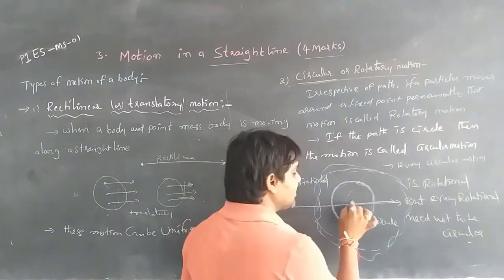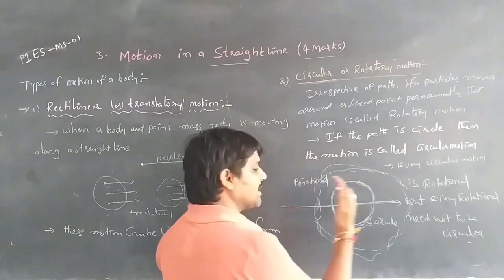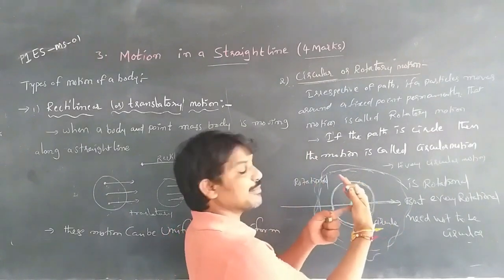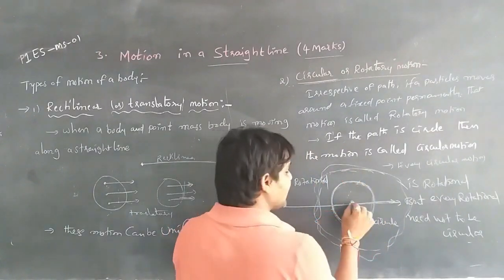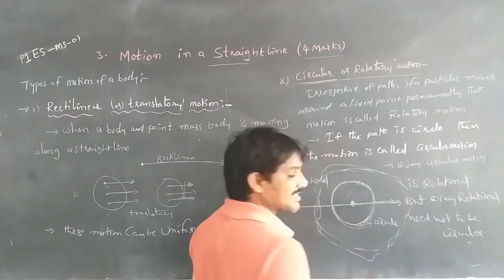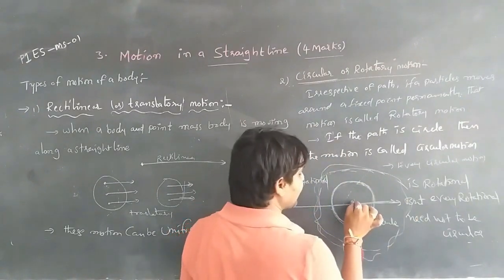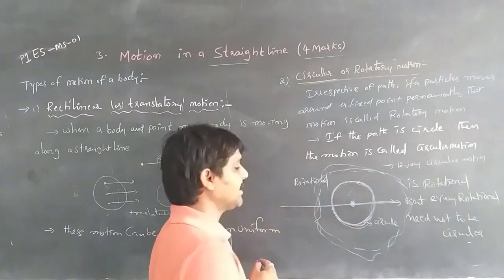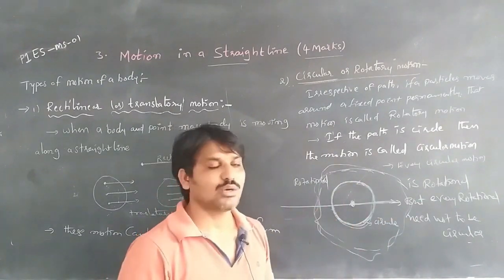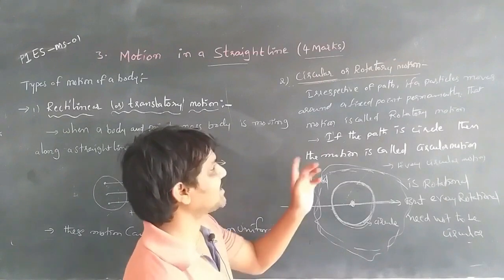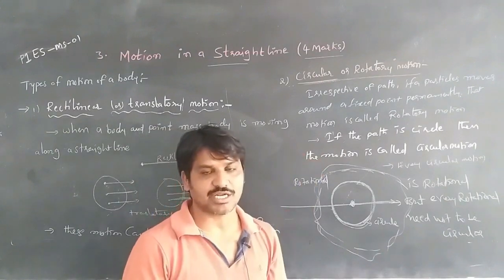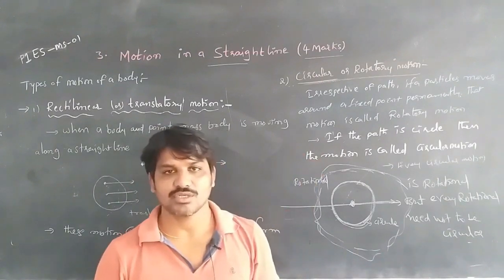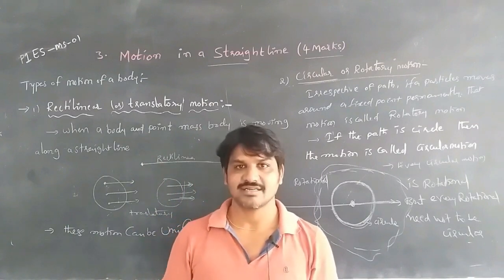From this point, the line passing perpendicular to the plane where the body is, that axis is called the axis of rotation. The fixed point around which the body is moving is called the point of rotation. This is about circular or rotatory motion. Next we are going to learn about oscillatory motion.